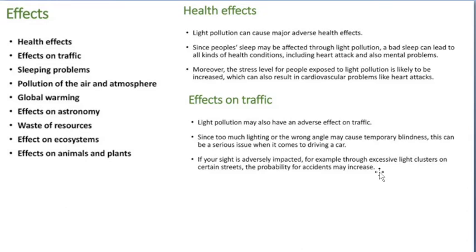So what type of health effects it puts? Light pollution can cause major adverse health effects. Since people's sleep may be affected through light pollution, a bad sleep can lead to all kinds of health conditions, you know. Okay, so effects on traffic. Light pollution may also have an adverse effect on traffic, since too much lighting or the wrong angle may cause temporary blindness. This can be a serious issue when it comes to driving a car.